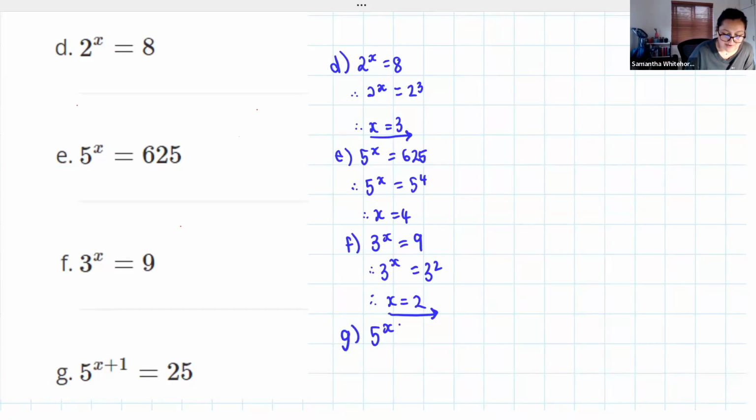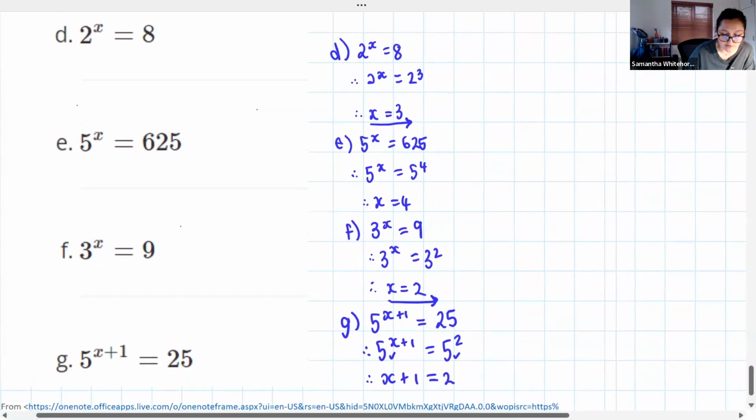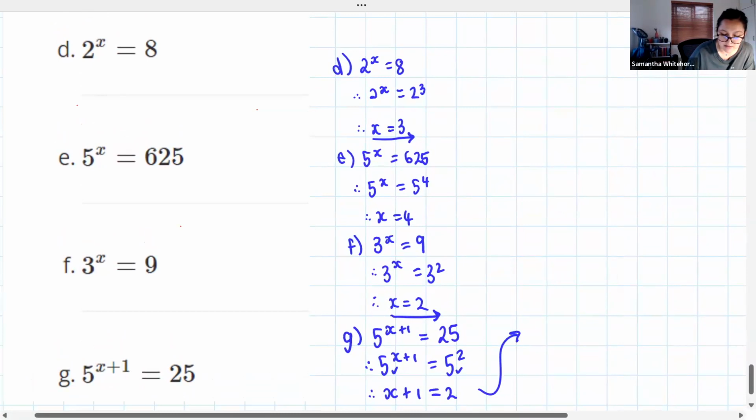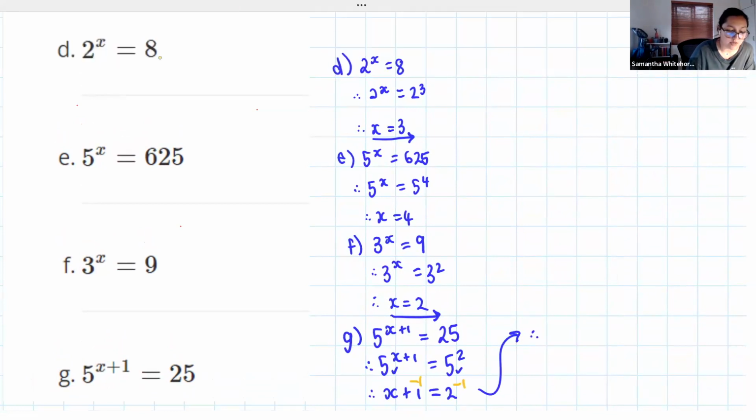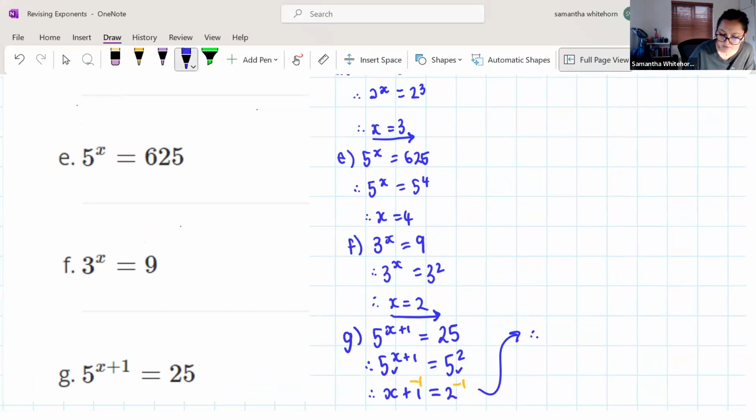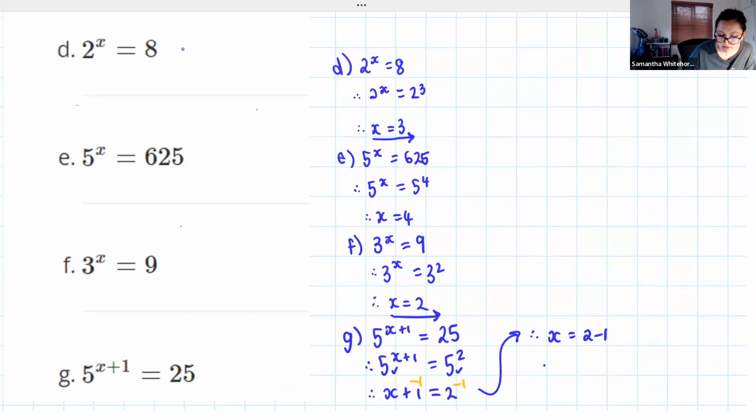So now we've got 5 to the power x plus 1, so there's a bit more going on in my exponent, is equal to 25. Now, guys, you know that 25 can be written as 5 squared. And so once my bases are the same, I equate my exponents. So x plus 1 equals 2. Now, remember, you're solving for x. You're trying to find a value for x, which means you need to use your inverse operations. Inverse operations tells me that I need to subtract 1 on both sides of my equation. And that will give me x is equal to 2 minus 1, which means that x is equal to 1.